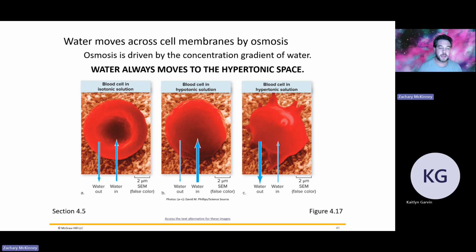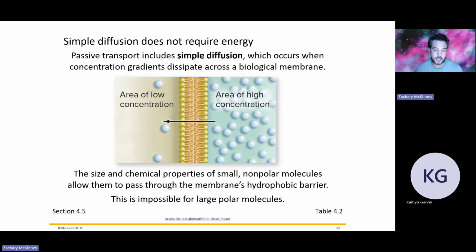So a red blood cell in an isotonic solution. We have three different terms here: isotonic, hypotonic, and hypertonic. These are ways that we describe different solutions. Okay, so solution concentration. I'm going to flip back to this slide real quick.